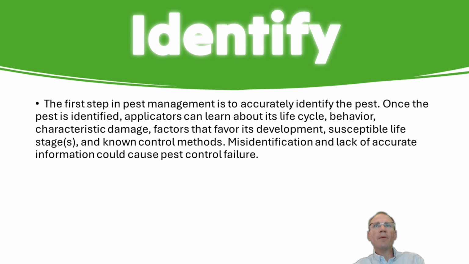Identify. The first step in pest management is to accurately identify the pest. Once the pest is identified, applicators can learn about its life cycle, behavior, characteristic damage, factors that favor its development, susceptible life stages, and known control methods. Misidentification and lack of accurate information could cause pest control failure. So the reality is, if you don't identify the pest correctly, you're never going to solve the problem. I don't think there's anything more important that we do in pest management than identifying the pest.